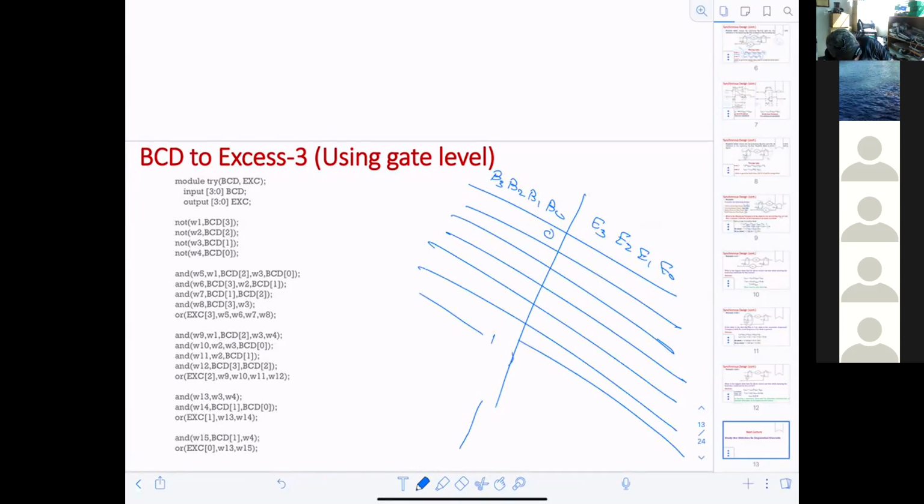Then you're going to have it be 3 to 12. And you will make a K-map for every single output, and then you will actually implement it using the gate levels. And here's the gate level.